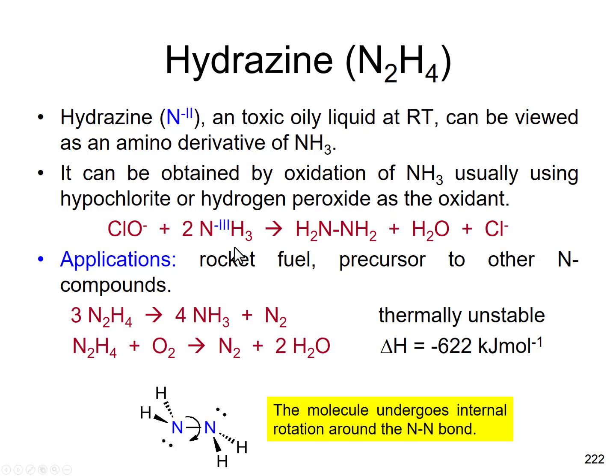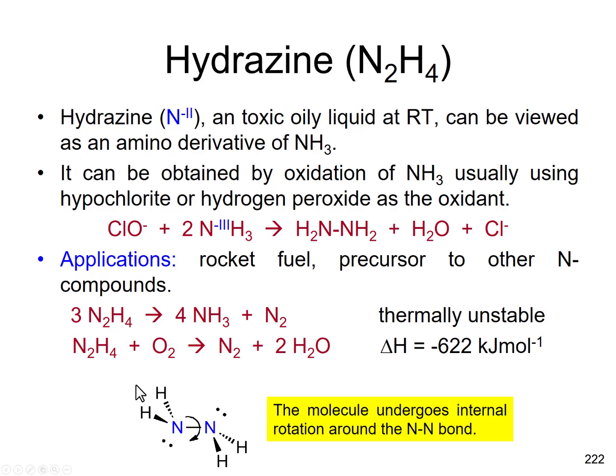Here you can see the equation. So you have hypochlorite that reacts with ammonia, which contains nitrogen in a -3 oxidation state, to give hydrazine, and in addition you produce water and the chloride anion. Hydrazine is used as a rocket fuel and as a precursor to other nitrogen compounds. It is thermally unstable, and so you can decompose it into ammonia and dinitrogen. When hydrazine is used as a fuel, it gets oxidized to dinitrogen and water.